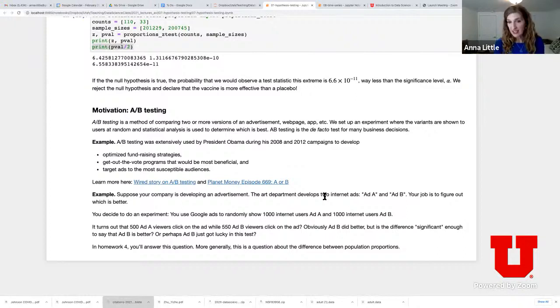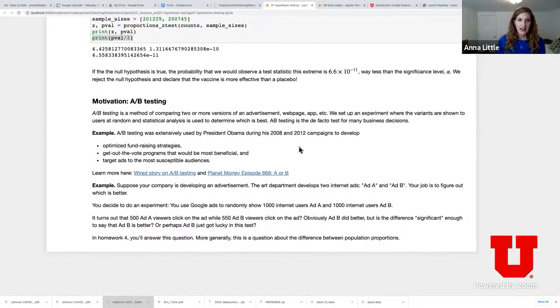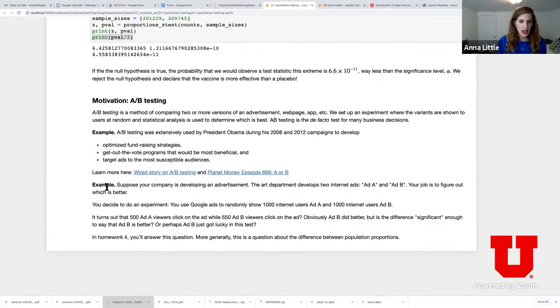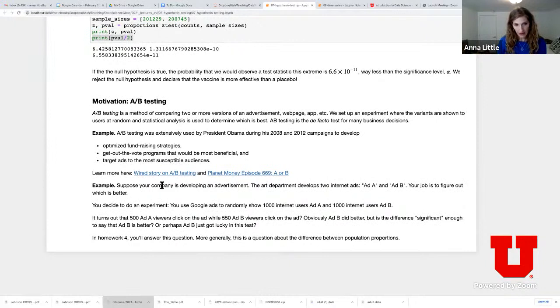standard for making business decisions, testing out, based on internet traffic, a lot of these different hypotheses about what will help and what will hurt. And this was used extensively by President Obama in his 2008 and 2012 campaigns. So for a lot of different things, so to optimize fundraising strategies and get out the vote program. And so check out this Wired story if you haven't read it already, and also these episodes.